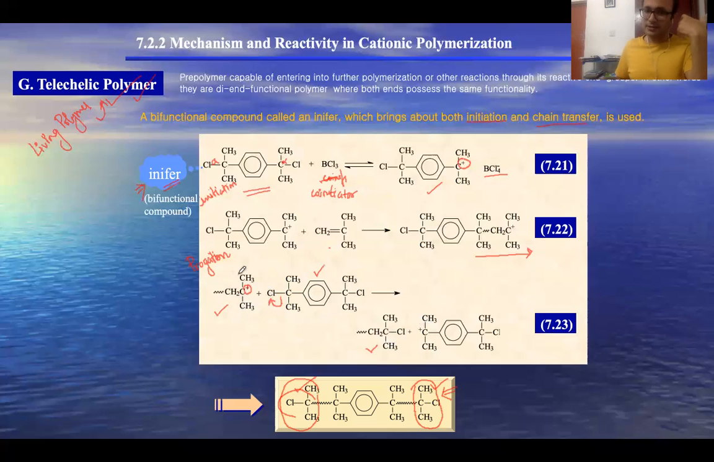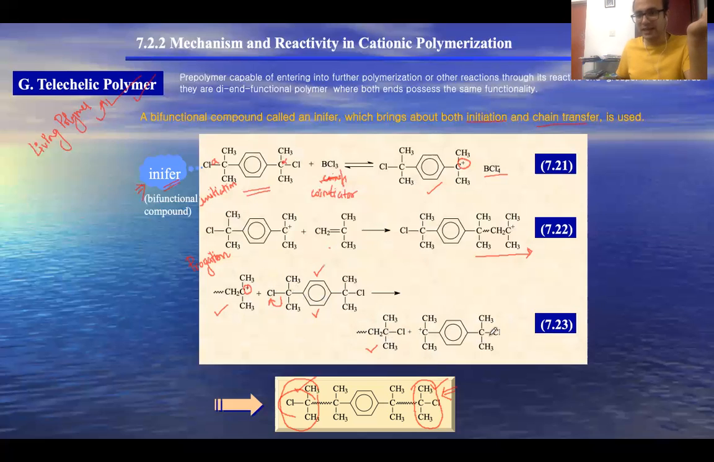So this chain transfer reaction in a cationic polymerization can happen by proton transfer, or it can happen by accepting a negatively charged species from another moiety. One of the cases that we studied was the accepting of a hydride ion. Here a chloride ion is being accepted from this Inifer molecule, and in the process this chain got terminated, and you have an activating site generated here, which can further react with the monomer.